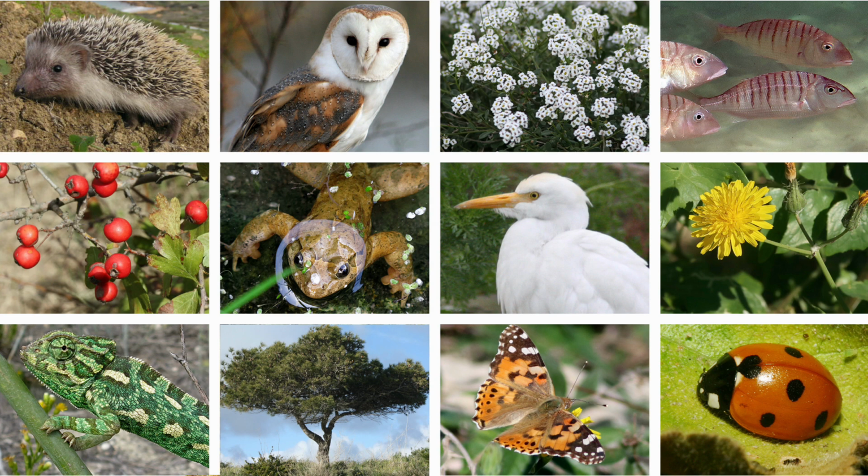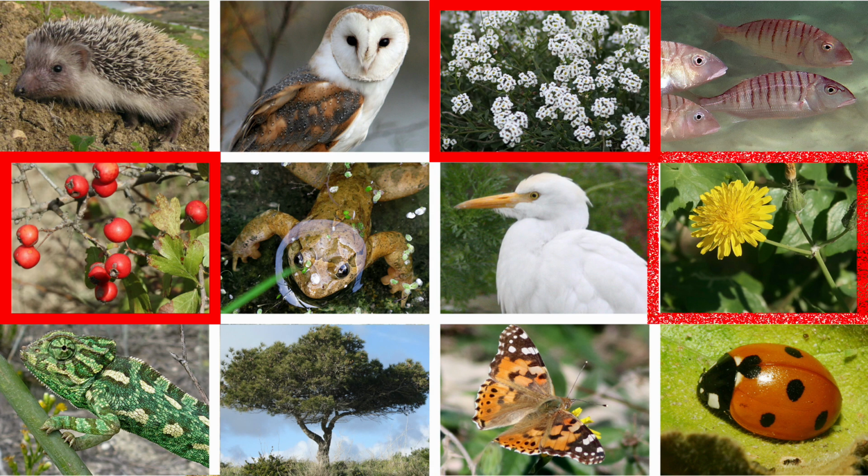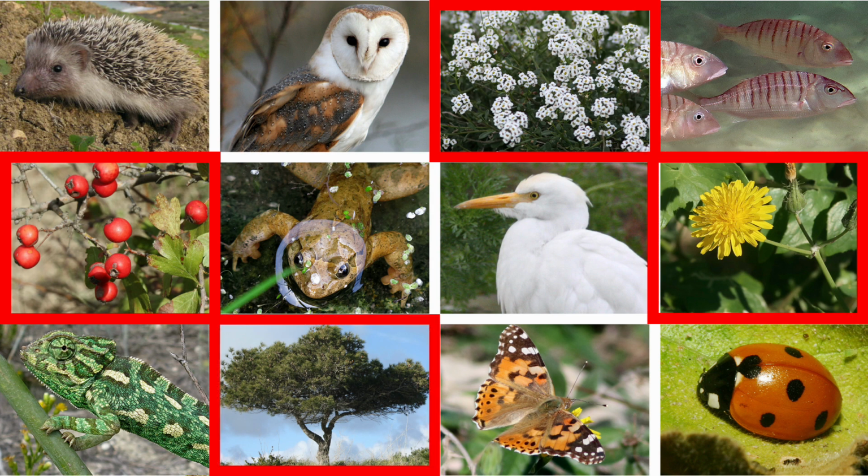Okay, let's see if you got it right. There are 4. Here they are. That's one with fruit. Here's another one with flowers. Here's one with leaves and flowers showing. And that's a 3. Great.